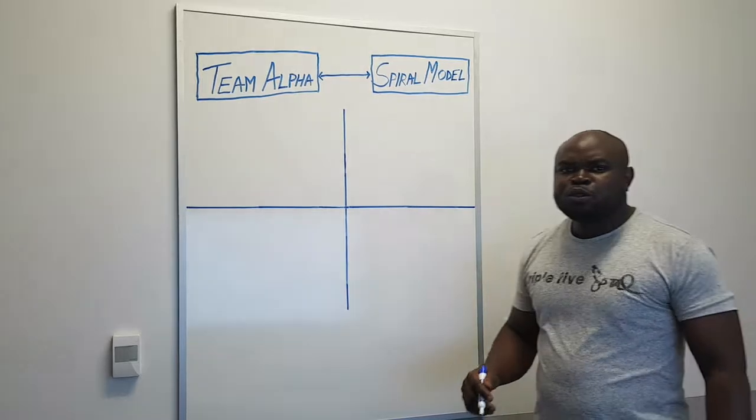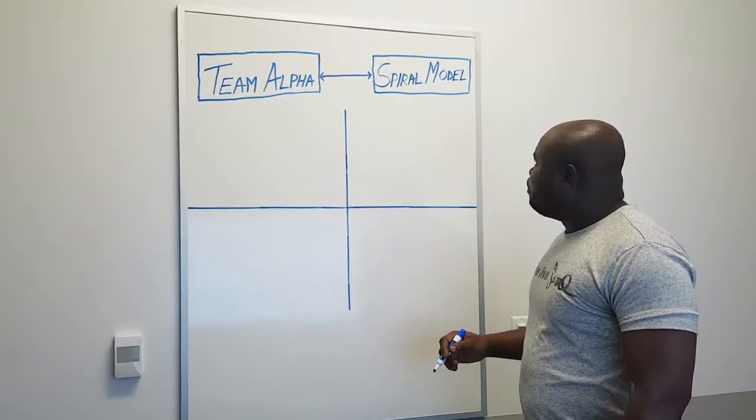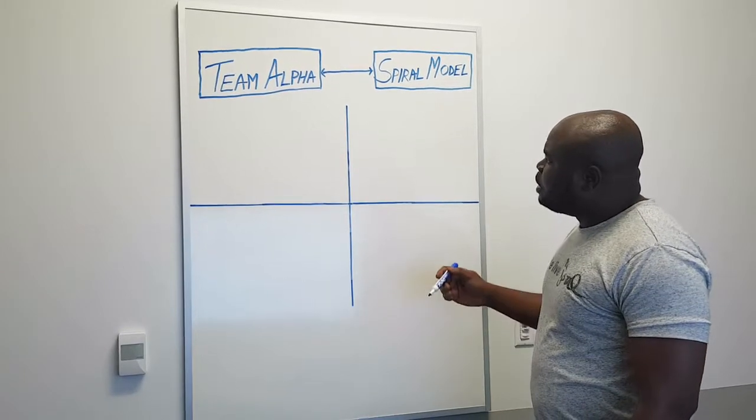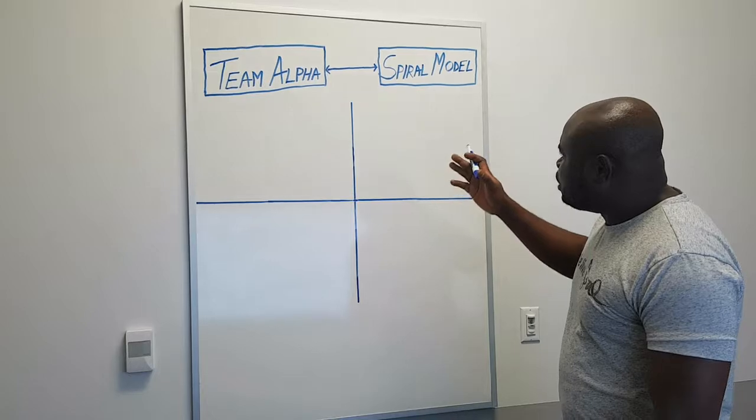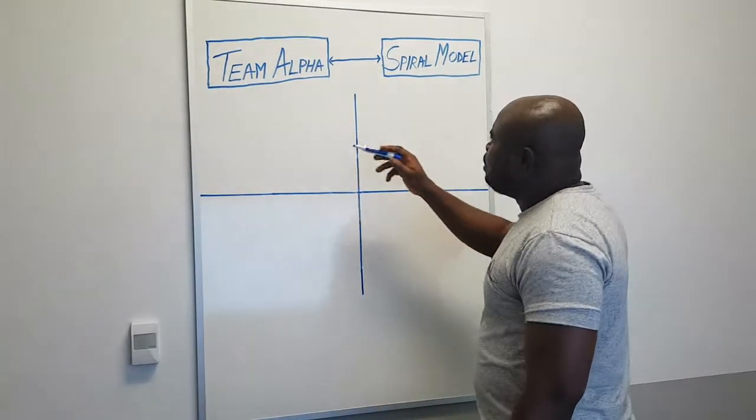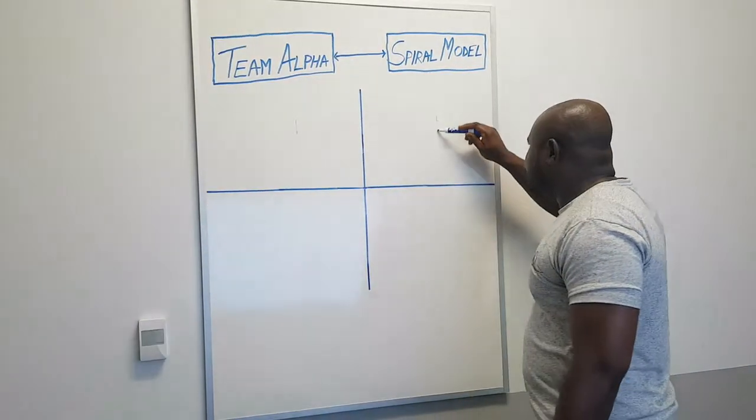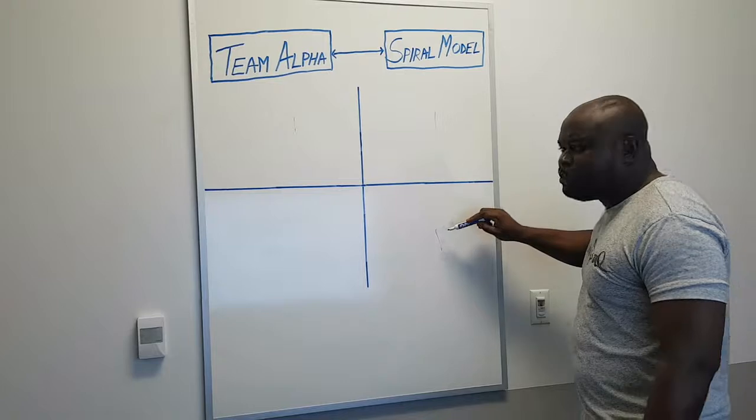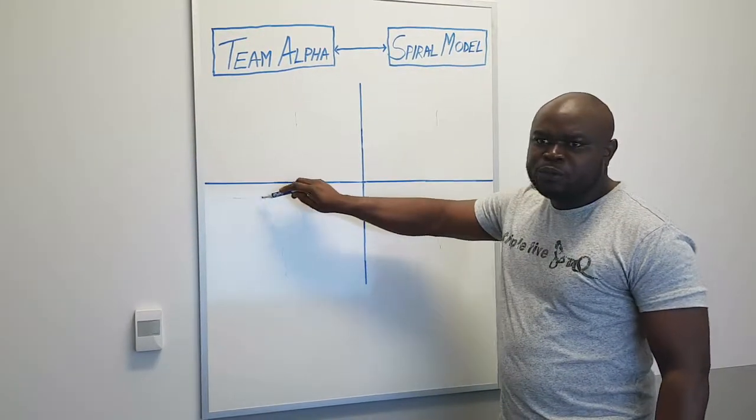Myself and my team will be taking you through the four processes of the spiral model that it engulfs. Those four processes are stated in the quadrant below: phase one, the planning process; phase two, the risk analysis process; phase three, development and engineering; and phase four, evaluation and review.